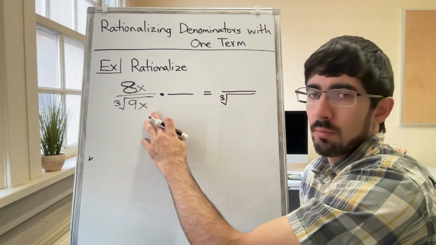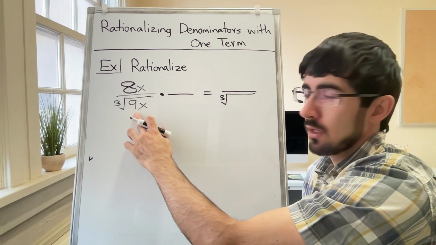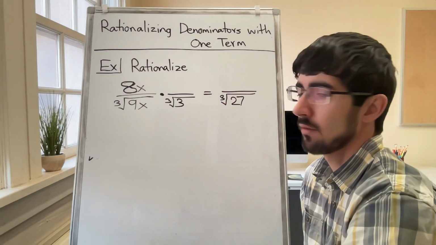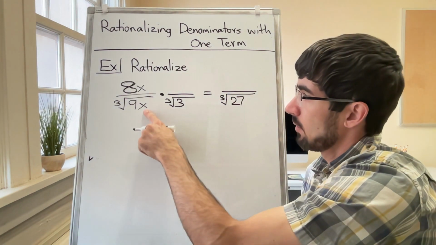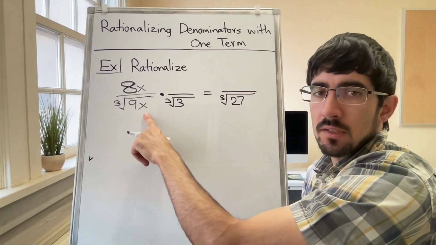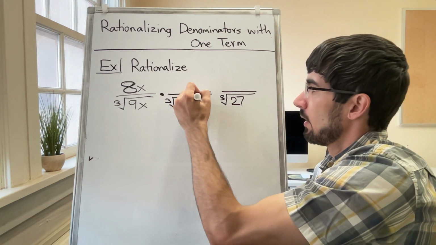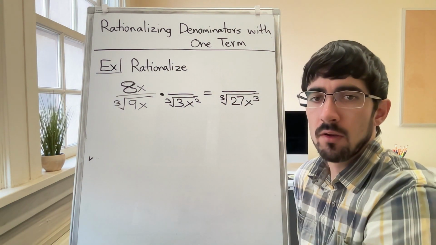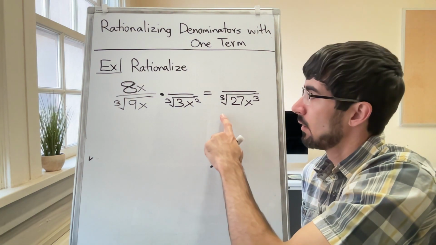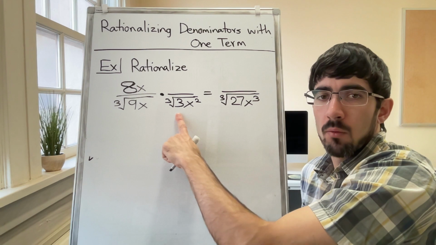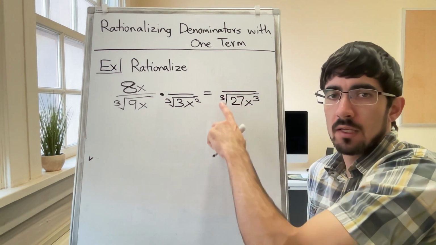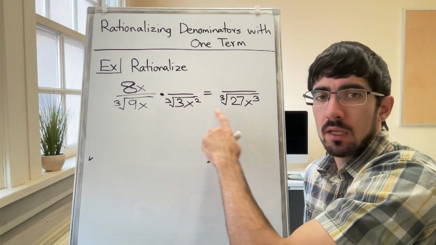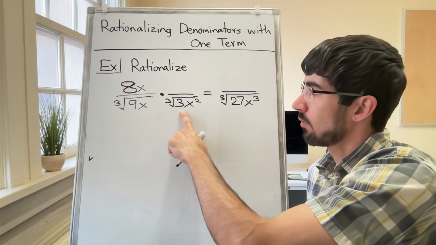Well, 9x is not a perfect cube, but 9 times 3 is 27. So if we multiply by the cube root of 3, that'll give us a 27 here. That's a perfect cube. x is not a perfect cube. We would need it to be at least x cubed. So let's multiply by an x squared here, and that gives us the final result of x cubed. Notice how my goal was affecting what I chose to multiply by. I know that I need a perfect cube here, so I multiplied by whatever amount would give me that perfect cube. In this case, it's the cube root of 3x squared.